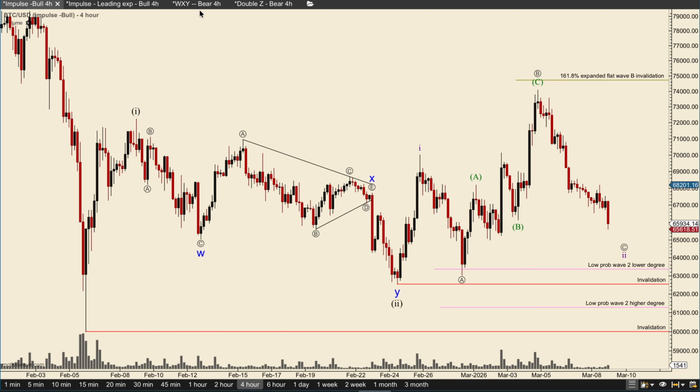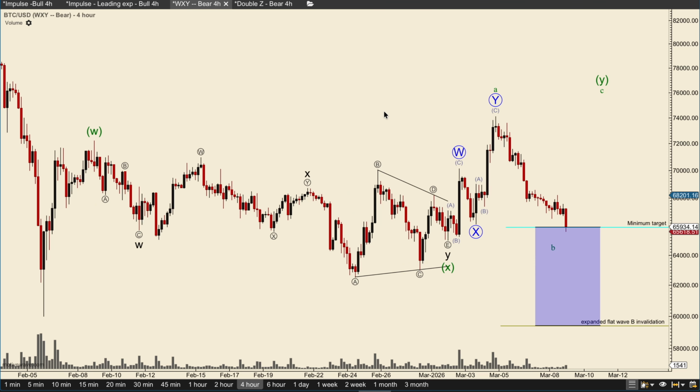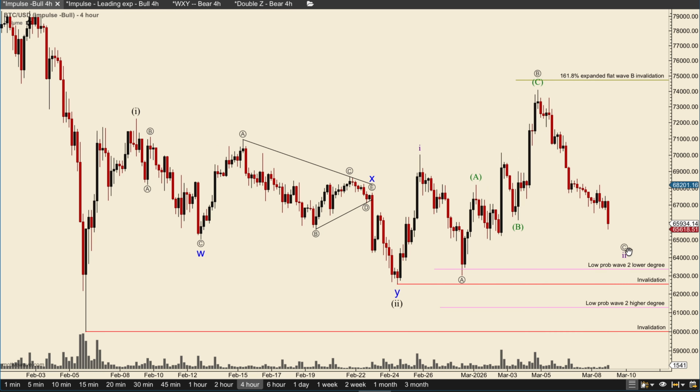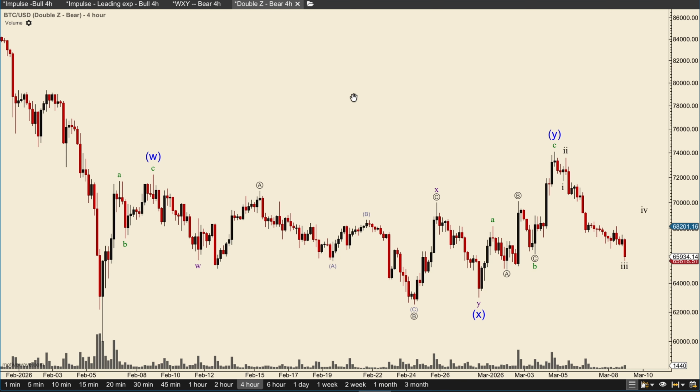So basically what we are looking for is this flat to move a little bit more down, and especially we would like to hit this low probability wave 2 to invalidate this leading expanding diagonal, and also we would like to hit this in order for the bears to have even more probability.